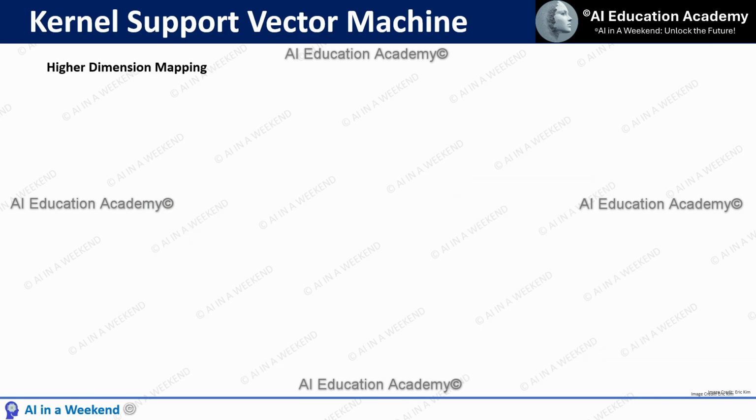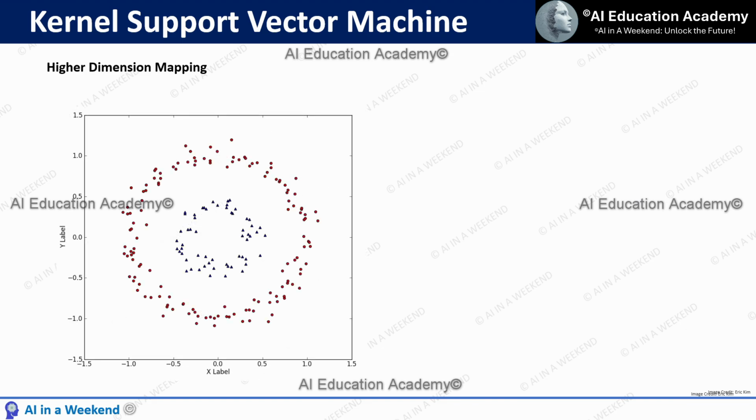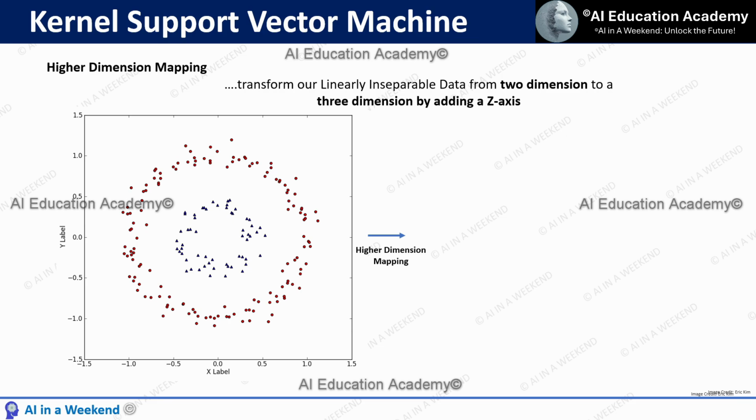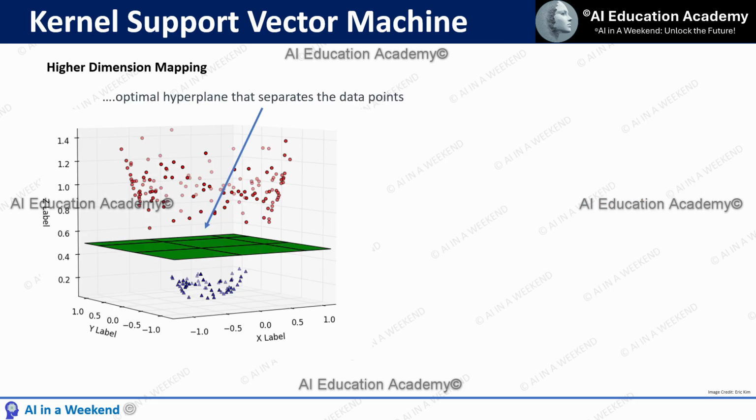To overcome this problem, we use mapping to a higher dimension technique. We can transform our linearly inseparable data from two-dimension to a three-dimension by adding a z-axis. This is done by using mathematical functions that map points from two-dimensional space to the coordinates in three-dimensional space. In this three-dimensional space, our data points are now linearly separable.